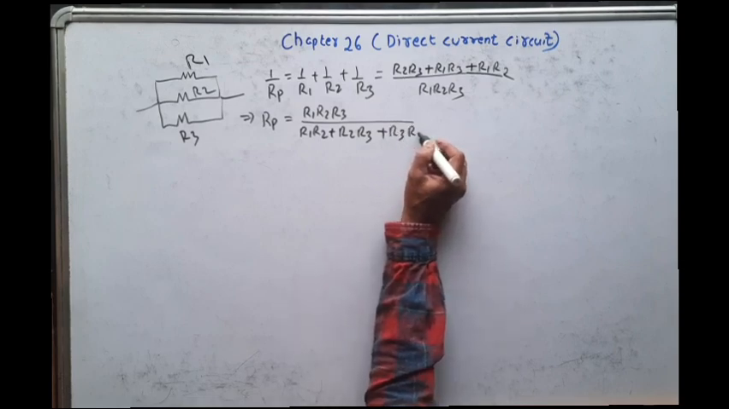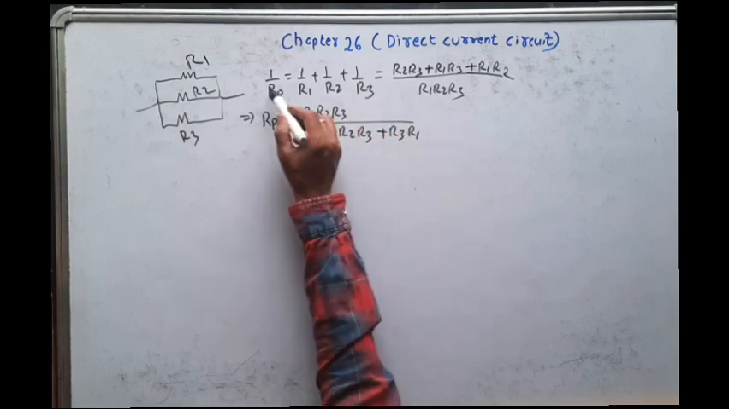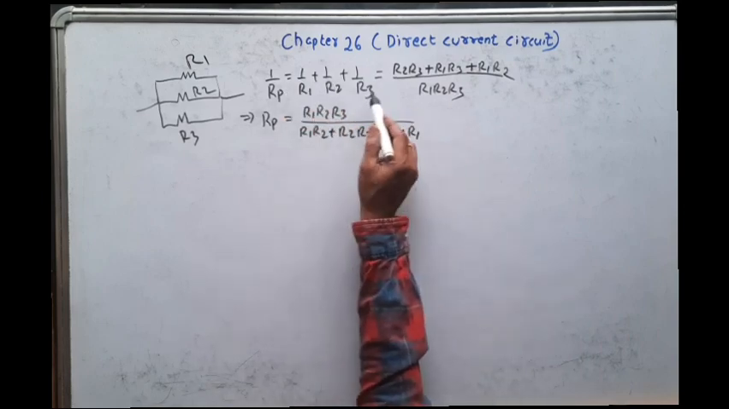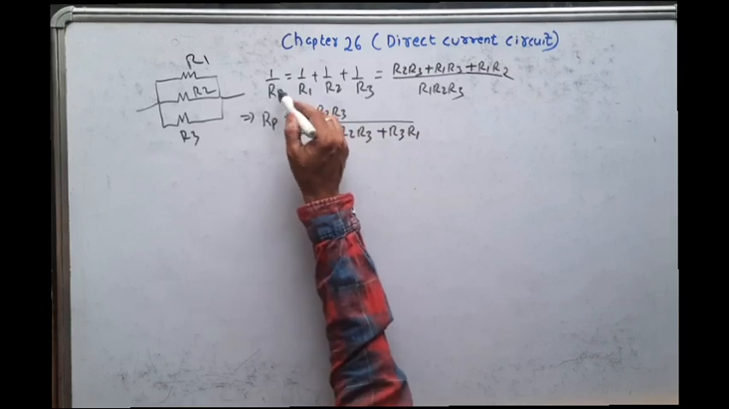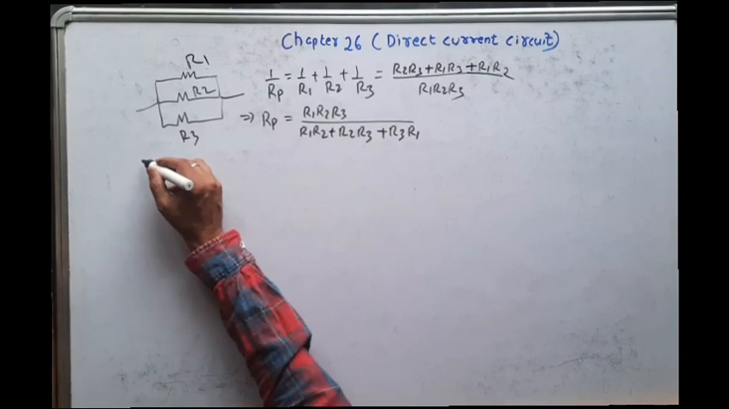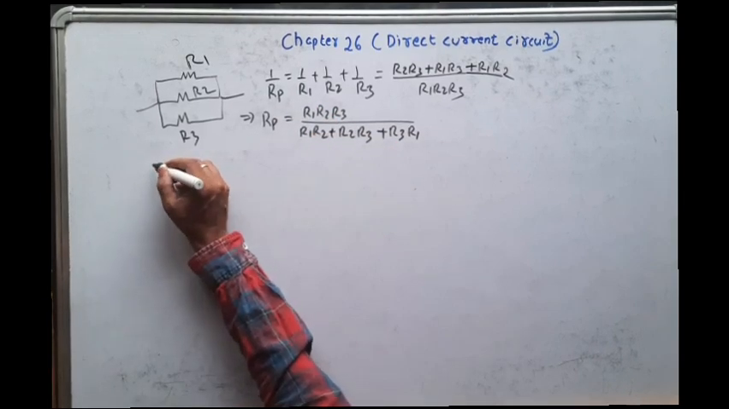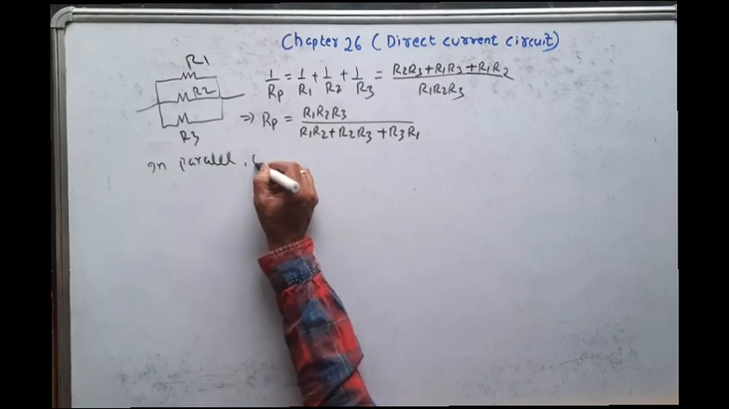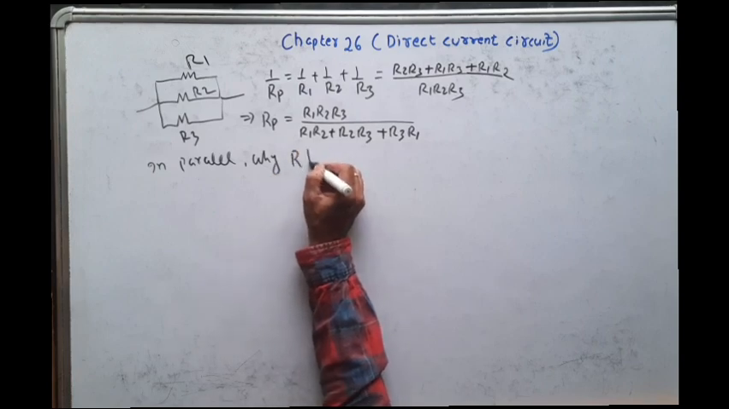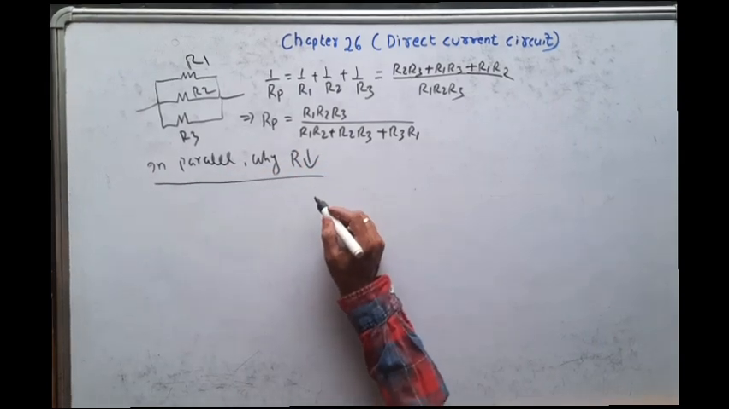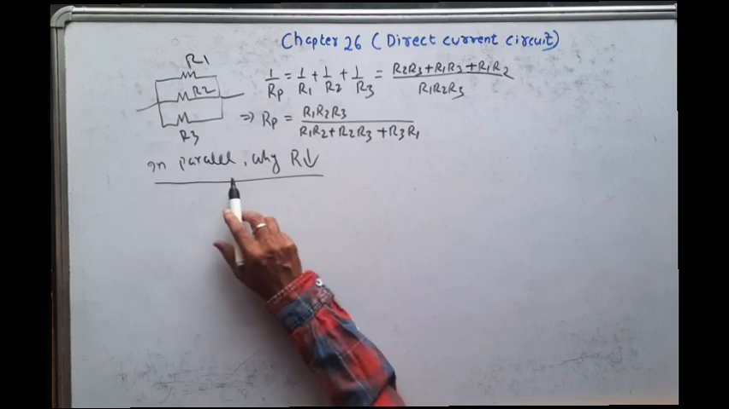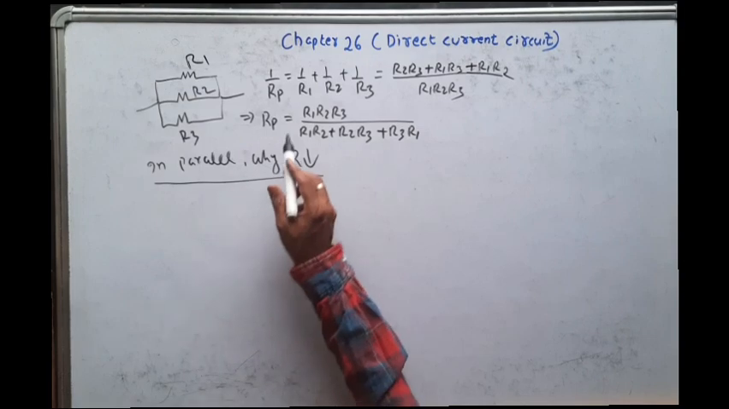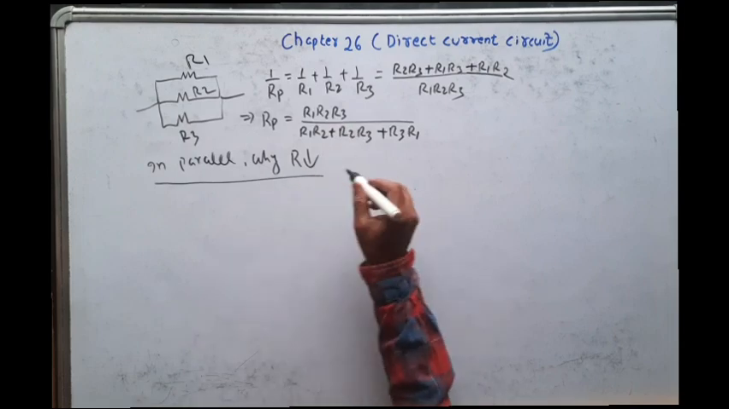So don't try to remember this formula. If there are three or more resistors connected in parallel, you can directly put this value. Now a question comes: in parallel connection, why does resistance decrease? From the basic concept, we have to justify why resistance decreases in parallel connection. By the formula we got it, but why does resistance decrease?